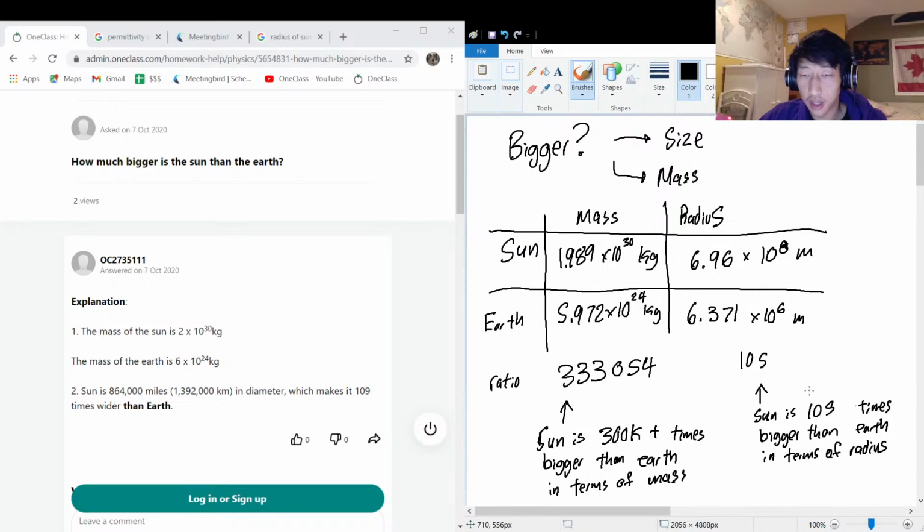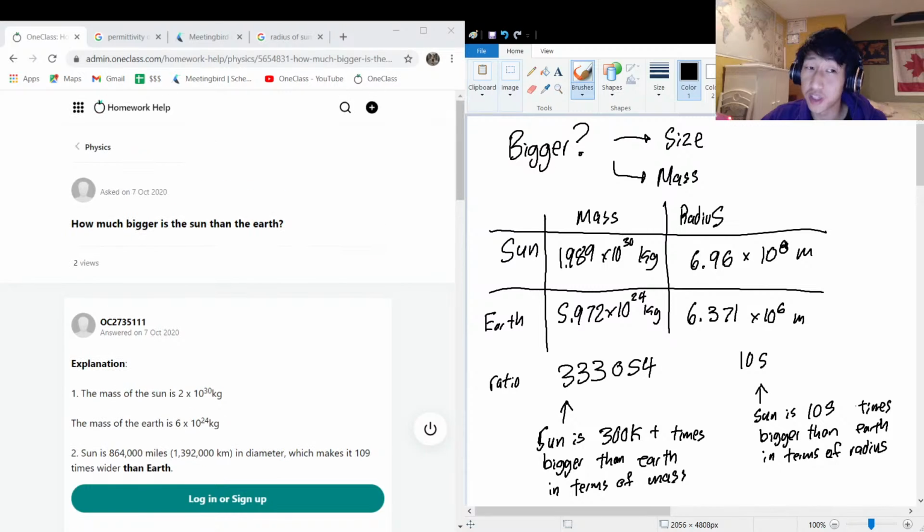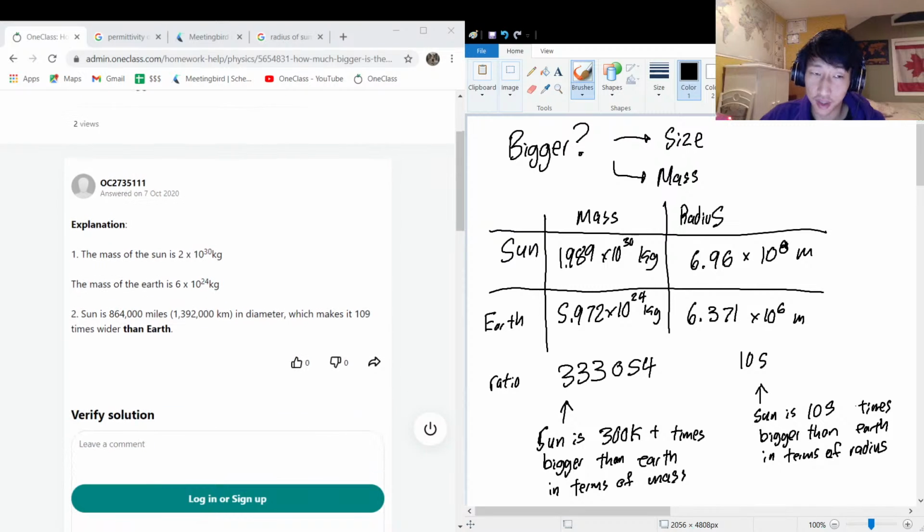Okay, so yeah, we can see that we get vastly different answers for how many times bigger the Sun is than the Earth, depending on what property we are considering as the defining factor of big. Is it going to be mass or is it going to be radius? So it's a very fascinating solution.